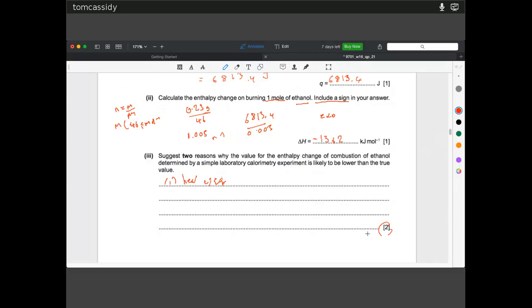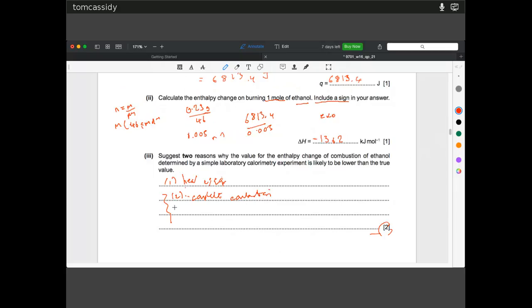And then because we've got to get 2 points here, we've got to think of some other reasons why this isn't the same as the true value. As we said right at the start, this enthalpy change of combustion is for complete combustion of ethanol. Now, maybe we had an experiment where there was incomplete combustion. And because the standard enthalpy change of combustion requires complete combustion, if we have incomplete combustion, then the value that we determine would be less than the true value.